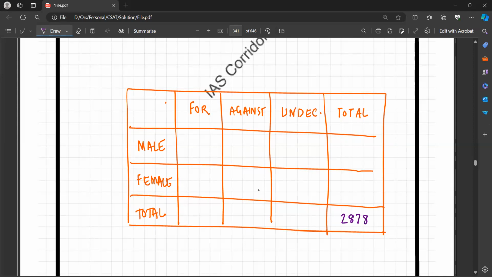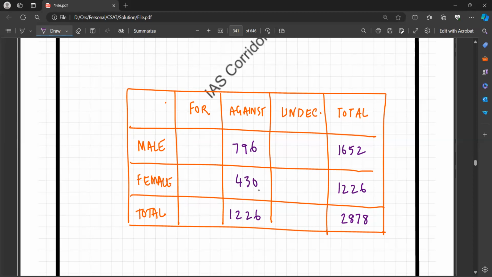Now in the same question, it has also given that 1652 are males. So this will be 1652. Now subtracting 1652 from 2878, we'll get the total number of females as 1226. Now the next data given is 1226 persons voted against the proposal. Against the proposal, how many voted? 1226. Of which 796 are males. So if this is 796, then 1226 minus 796 will be 430.